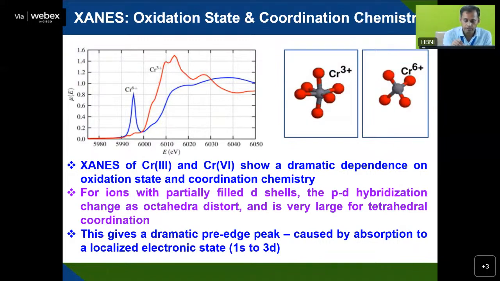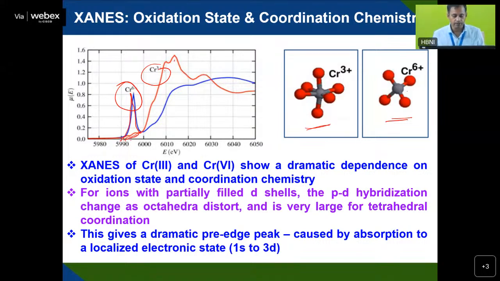Then you can see this is chromium plus 3 and this is chromium plus 6. In chromium plus 6, you can see it is tetrahedrally coordinated; those types of symmetry and coordination you can find out. In the case of chromium 6, you can see there is a strong absorption edge here. Whereas in the case of chromium 3 plus, this absorption edge is missing. We are only getting these two peaks. So it can show the dramatic dependence on oxidation state and coordination chemistry.